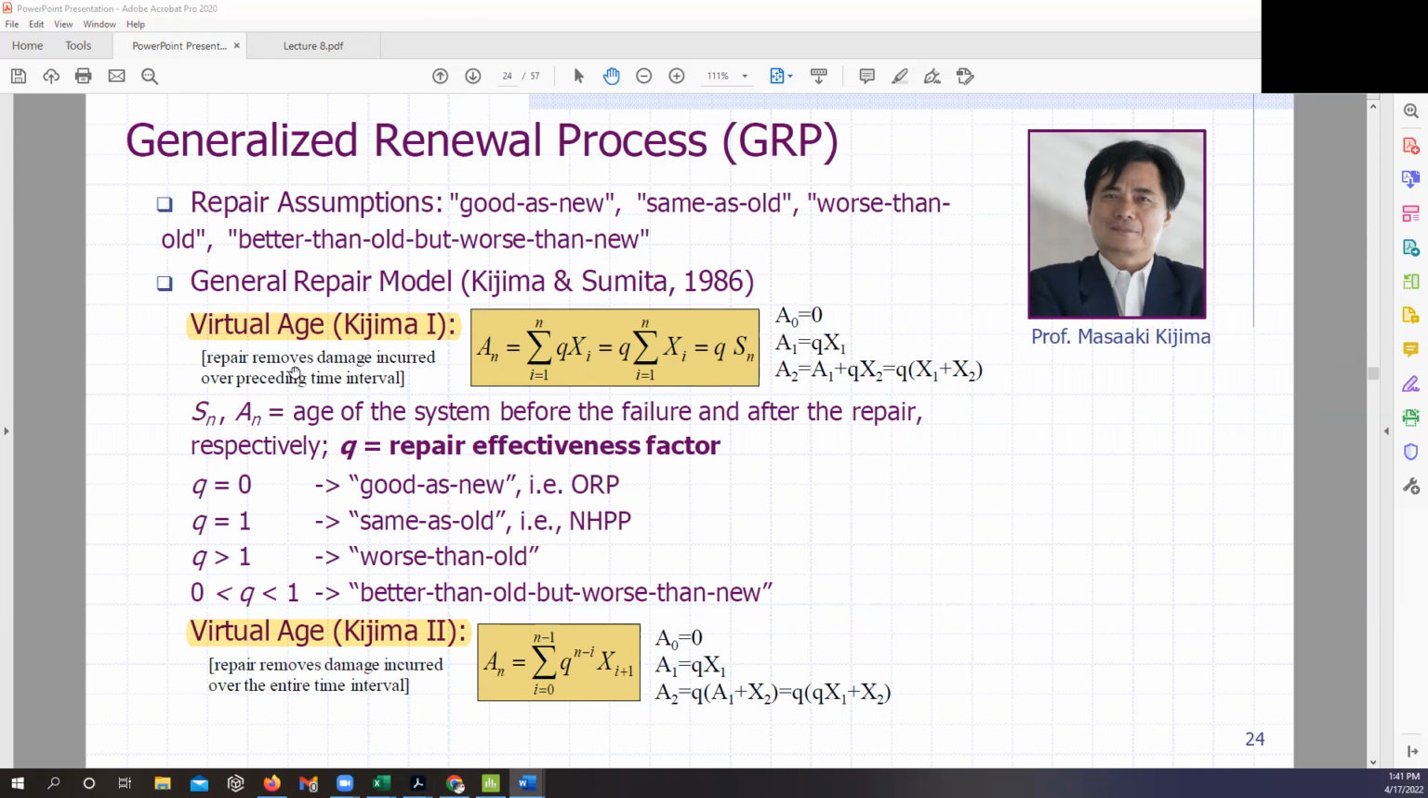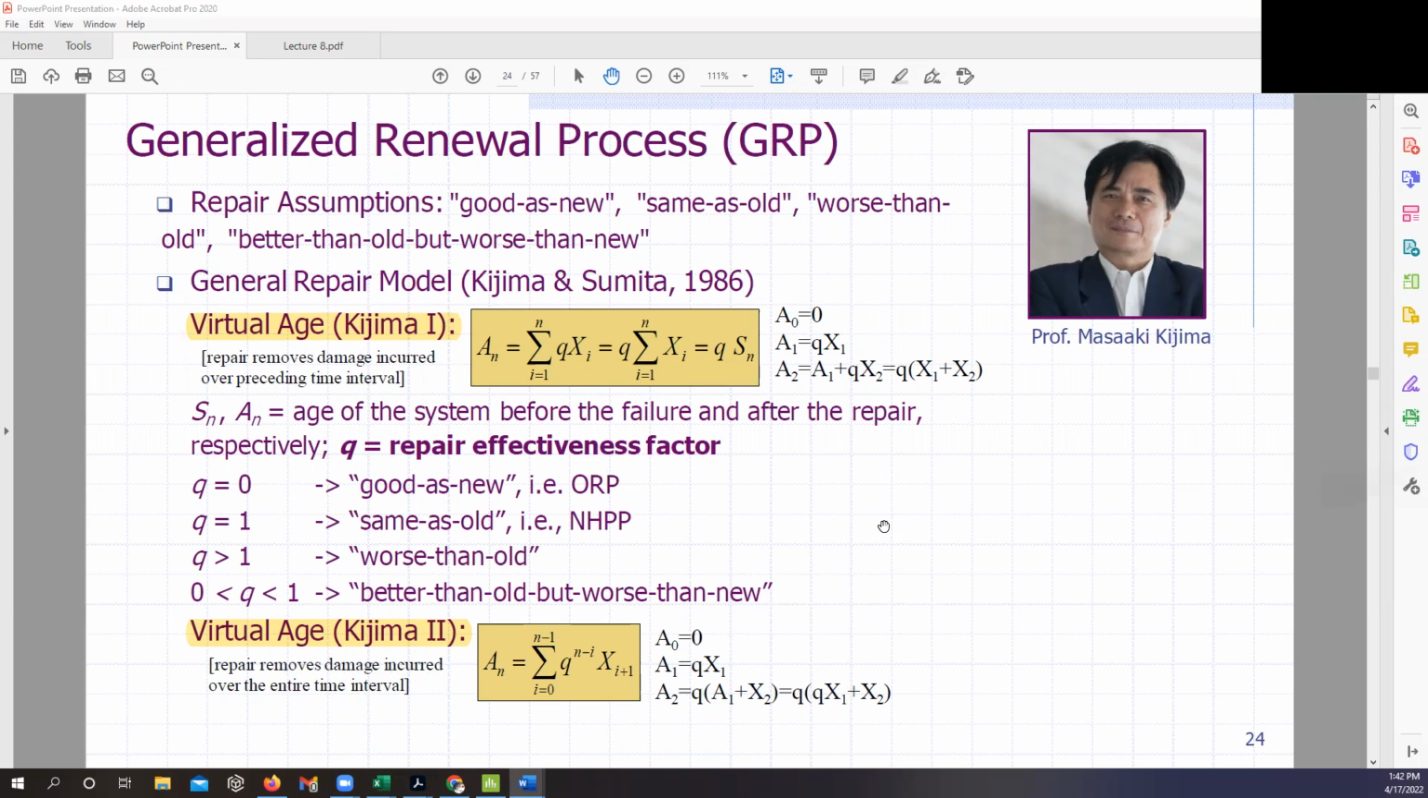This one is described as Kijima 1: remove the damage incurred over the preceding time interval. That means if I am at the 4th repair, I am repairing the system to go back to the original condition at the 3rd repair, not when the system was new. So I'm always going back to the last interval. In the second model, it removes the damage incurred over the entire time interval. That means I'm going back to when the system was brand new.